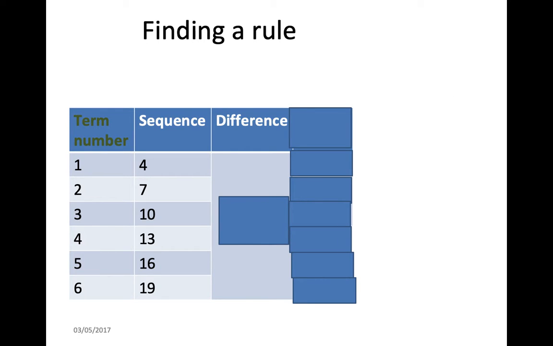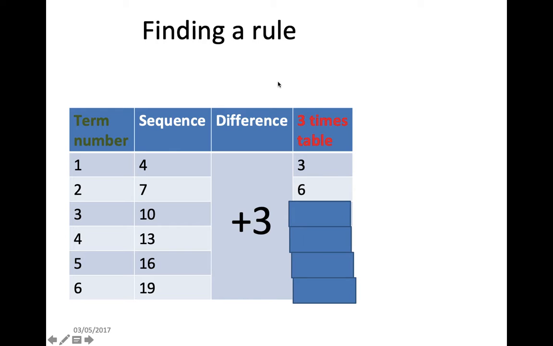So as we discussed before, the first thing to do when calculating the rule or the nth term for a sequence is to calculate the difference. Now the difference is plus 3. So once you've worked out the difference, you should work out the 3 times table. So in the final column, I'm going to write down the 3 times table.